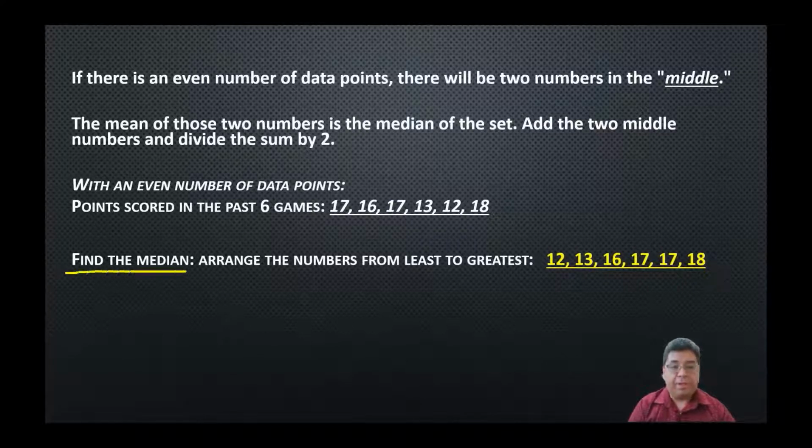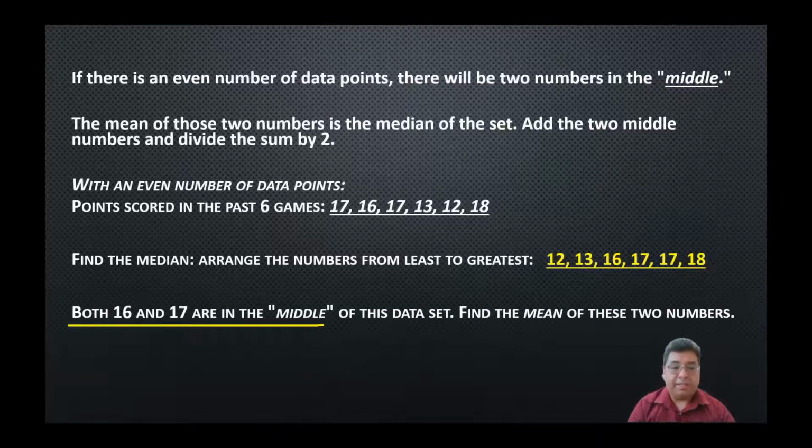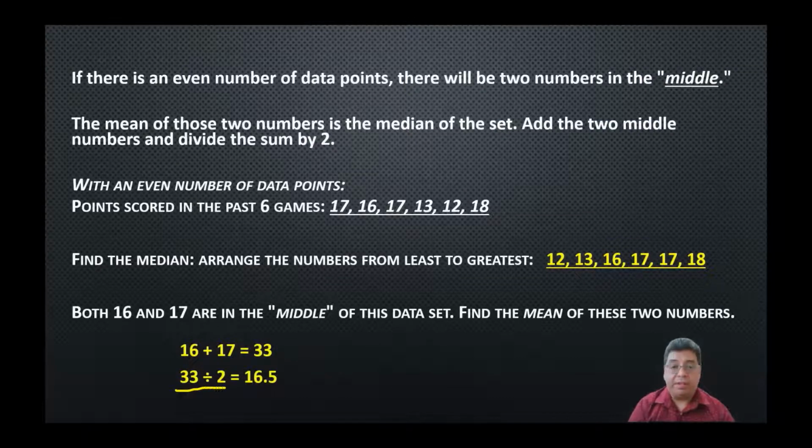You're going to find the median. Arrange the numbers from the least to the greatest, so the smallest to the largest again, which is 12, 13, 16, 17, 17, and 18. Now, both 16 and 17 are in the middle of this data set. Find the mean of these 2 numbers here. So all I'm going to do is add 16 and 17 and get a total of 33. Then I'm going to take that number 33, divide it by 2 to get 16.5. So the median is 16.5.